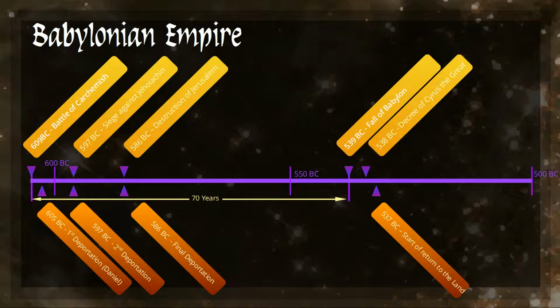So now we have the full context of what Daniel had experienced and where he found himself in 538 BC. The year before, Babylon had fallen to the Medes and Persians. This was after their empire had lasted 70 years. God's purpose was the judgment against Judah and all the surrounding nations.